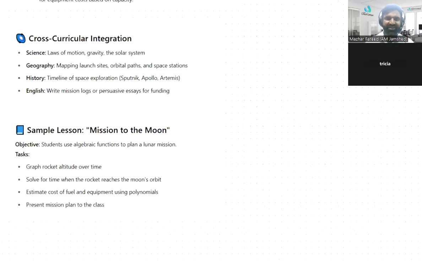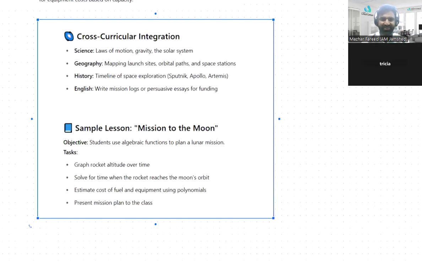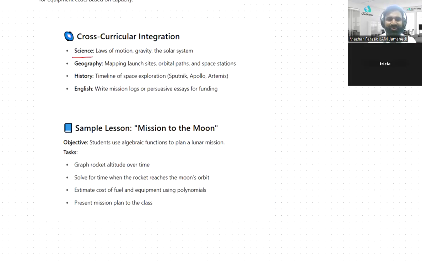So cross-curriculum integration: how you can integrate all these subjects, all these measures, to understand algebra in space exploration. When you utilize science, you must know the laws of motion. There are three laws of motion: Newton's first law, second law, and third law. In them he described the use of force, how it relates with mass, and the relation between force and acceleration.